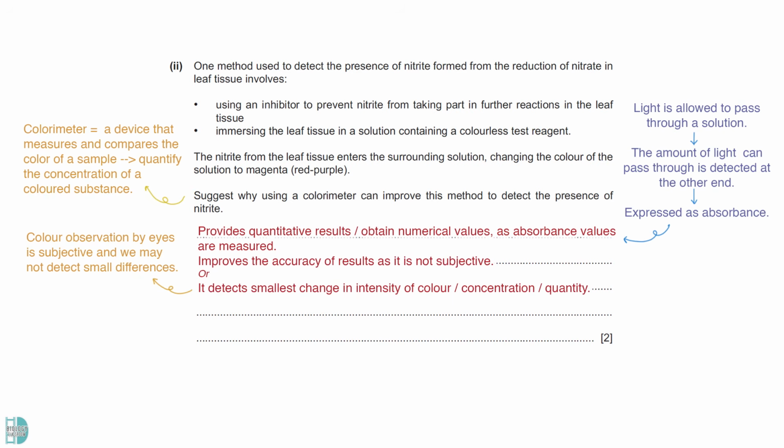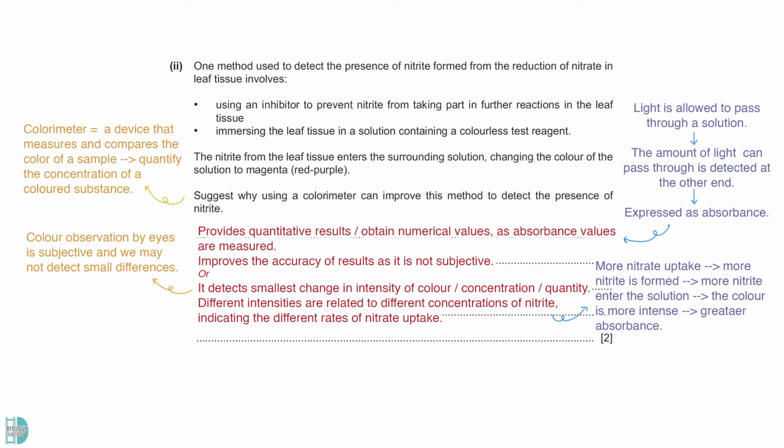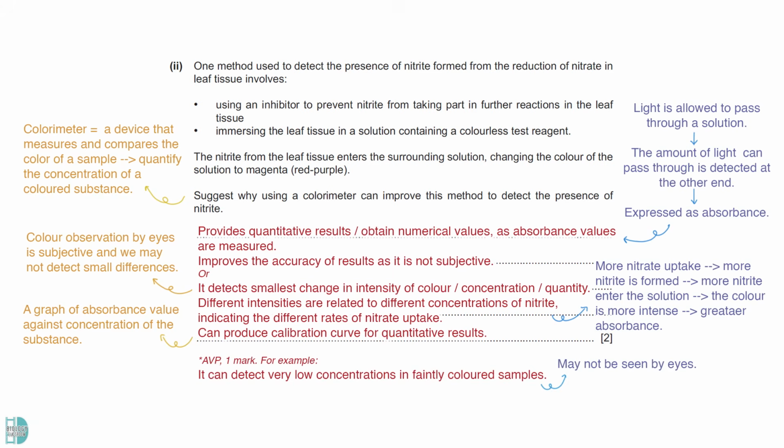It can detect the slightest change in color intensity, which may not be visible to the naked eye. The different shades of color are correlated to different concentrations of nitrites, indicating different rates of nitrate uptake. Color observations by the eyes would not allow us to determine the rate accurately. We can use the result to produce a calibration curve. It is a graph of absorbance value against concentration of the substance. There is a mark for AVP. You can discuss how it can detect very low concentrations even if the sample is only faintly colored.